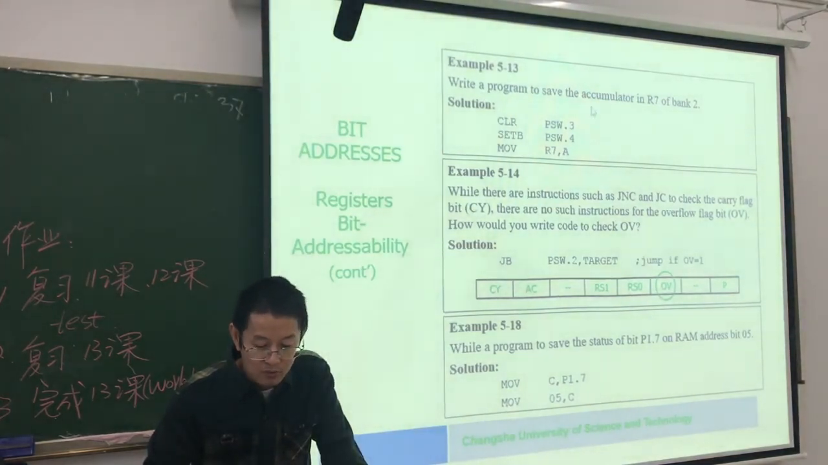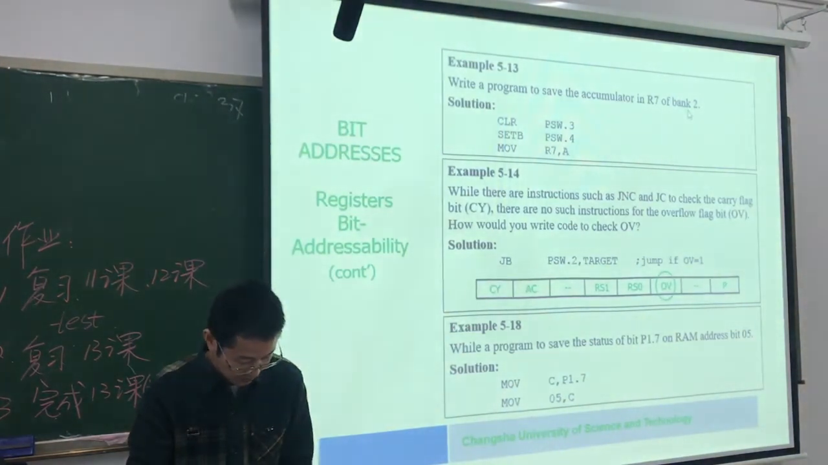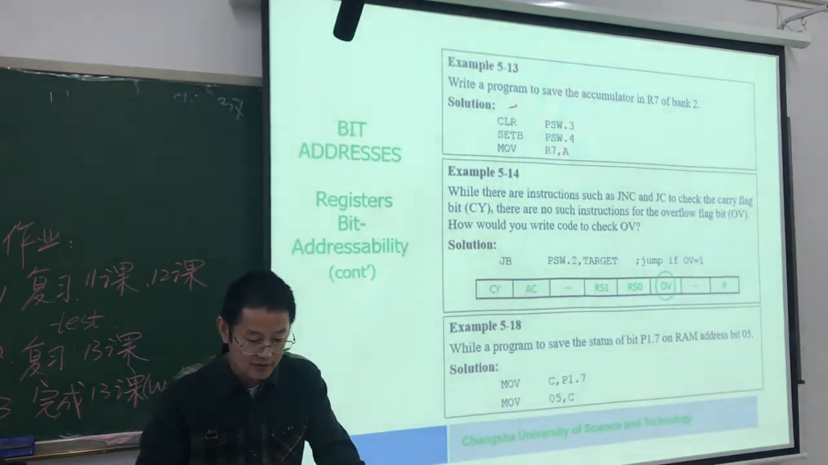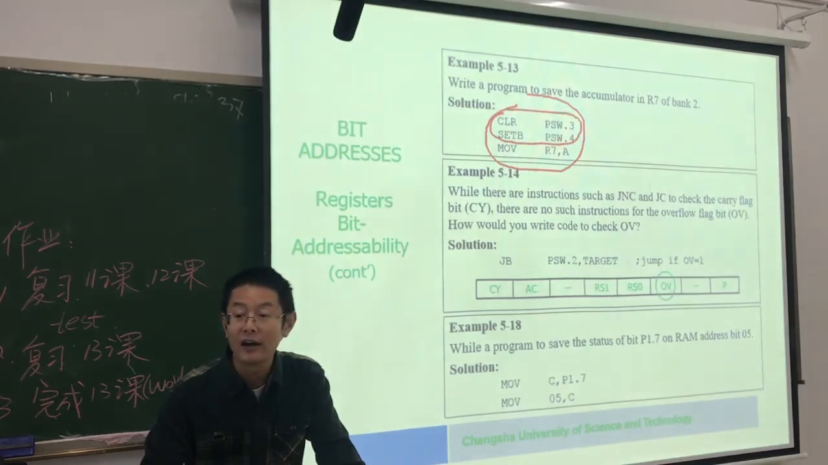Write a program to save the accumulator in R7 of bank 2. This is the program. Here we select bank 2. Here we move A to R7 in bank 2.